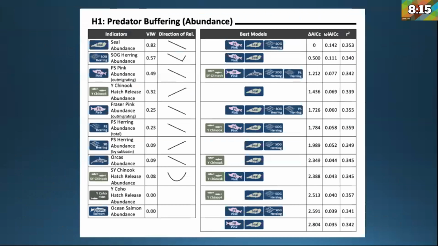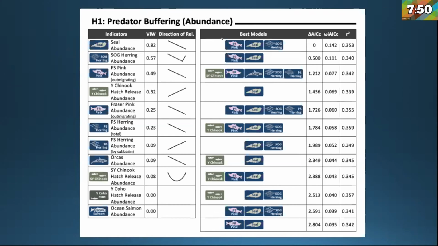So what our output looked like is something like this. This was an unruly table before the wonderful Sue Kim took it and made it into nice infographics. So we have the suite of indicators included in each hypothesis here, and the direction of the relationship. These are not actual data, these are just sort of cartoon. Then the variable importance weighting, so how frequently this occurred in the suite of most supported models.